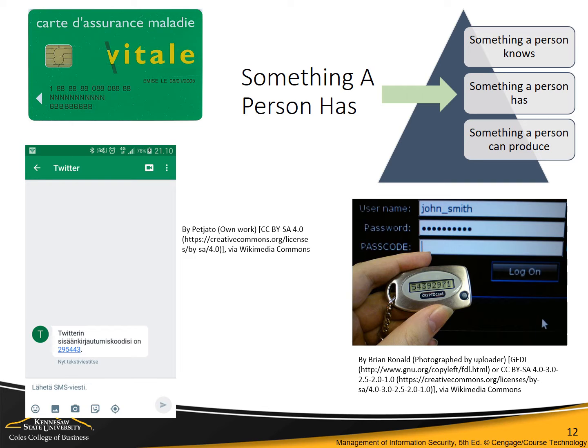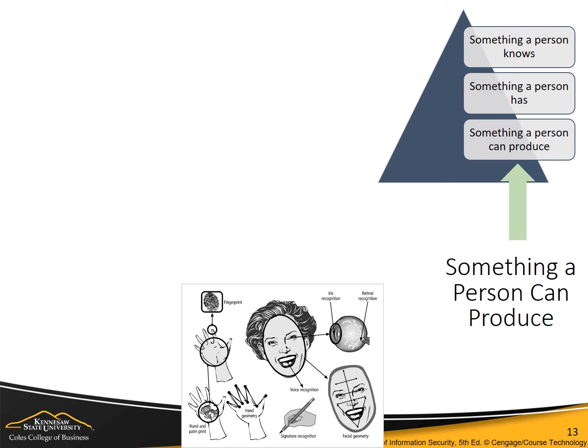Similarly, you may be asked to send a code to your cell phone, and then you enter the code to access the system. The organization you are trying to access wants to make sure you have the password and you have something else that is supposed to be in your possession, in this case, your cell phone. Finally, we have something a person can produce.